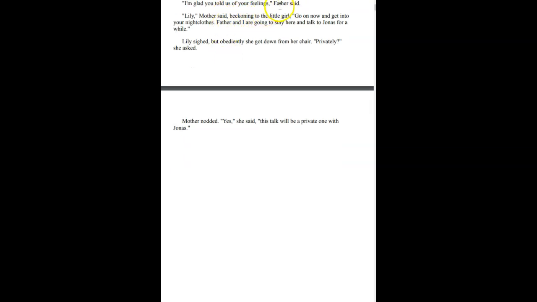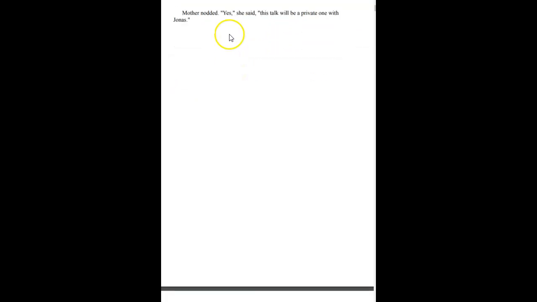"I'm glad you told us of your feelings," father said. "Lily," mother said, beckoning to the little girl, "go on now and get into your night clothes. Father and I are going to stay here and talk to Jonas for a while." Lily sighed. Obediently, she got down from her chair. "Privately?" she asked. Mother nodded. "Yes," she said, "this talk will be a private one with Jonas."